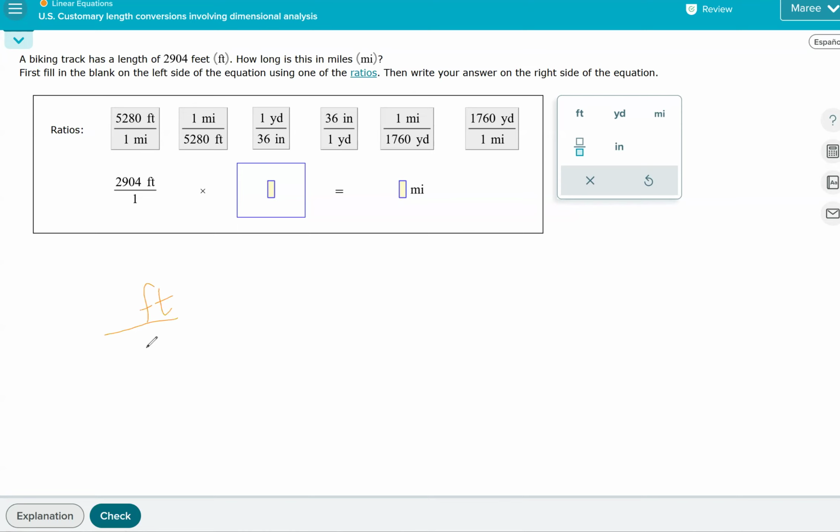We have feet over one, and we actually want miles. We don't want feet anymore. So we need to put the dimension feet where we can cancel it. So in our next fraction, if we put feet in the denominator, it will cancel with the numerator, and we want miles. So we can use the unit multiplier, so the ratios they give us that has miles in the numerator and feet in the denominator. So we're going to use this one. And that's what we type in here.